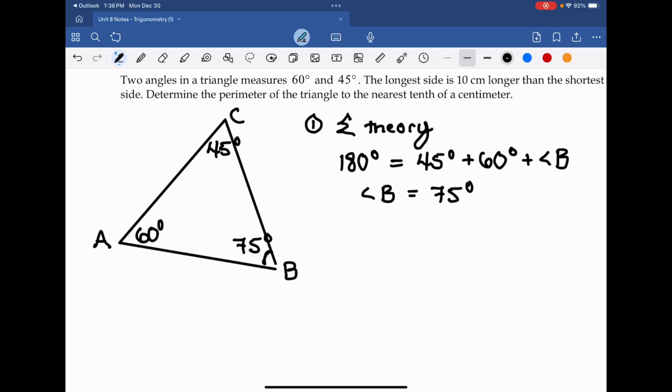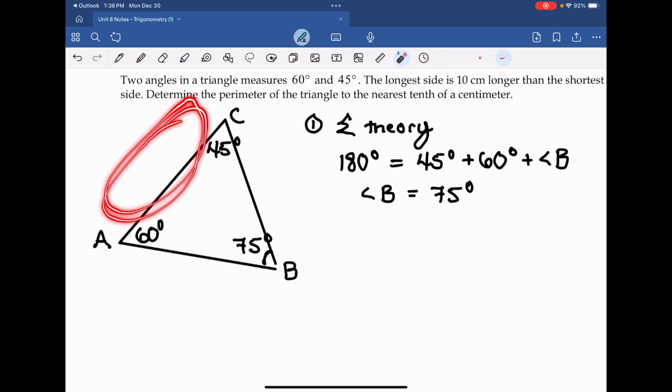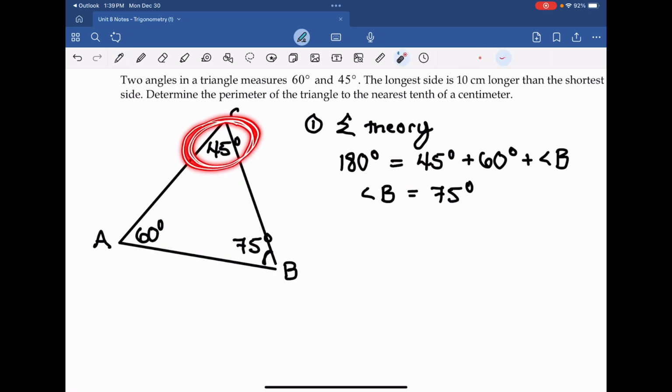So from here, the longest side will always be across from the largest angle. So if this ends up being the largest angle, then its largest side is over here. Because you can think about it: the further lines are spaced apart angle-wise, the greater the line segment that connects the opposite vertices. So in this situation, if the longest side is 10 centimeters longer than the shortest side, then let's let the shortest side be defined by the one with the smallest degree, aka C. So I'm going to label this as X. And then the longest side is across from 75. It's going to be X plus 10. And then the medium one, we don't really know what this is.